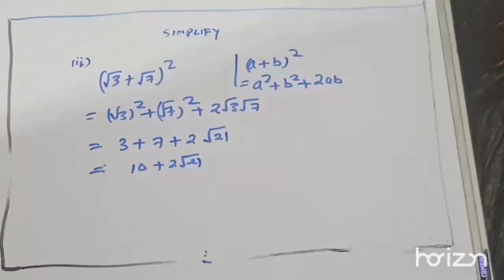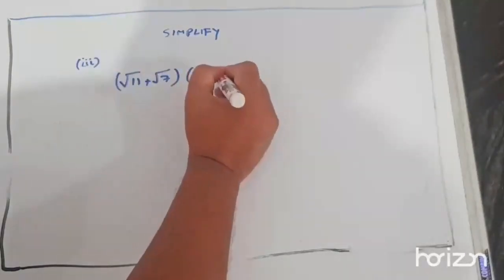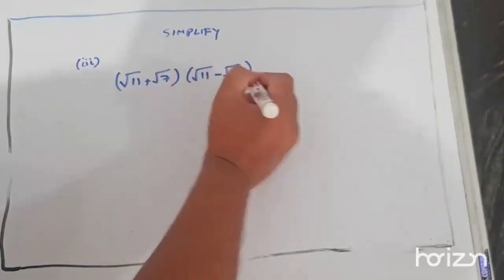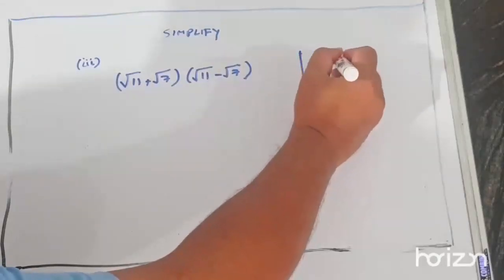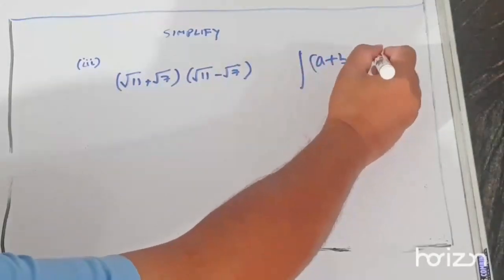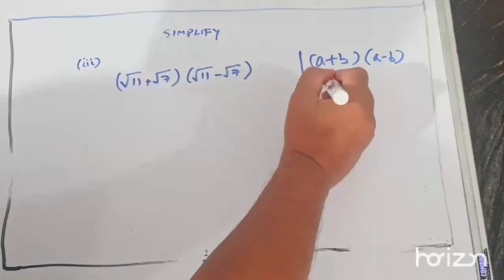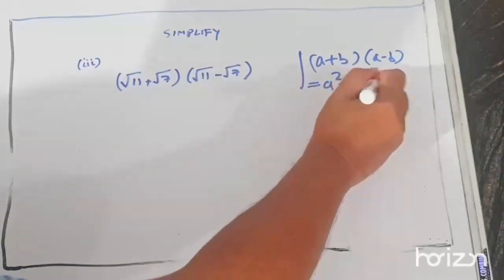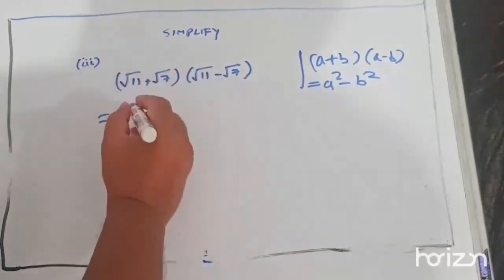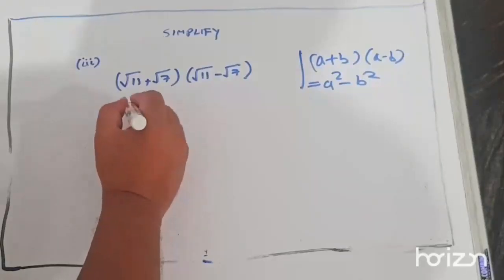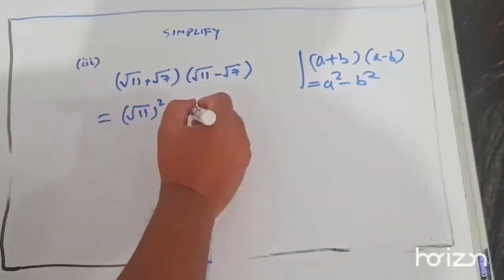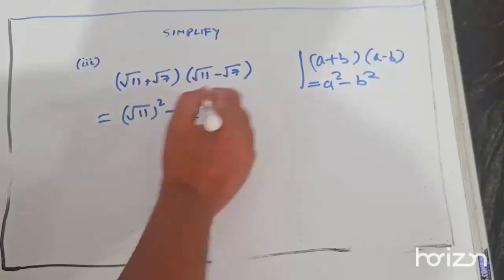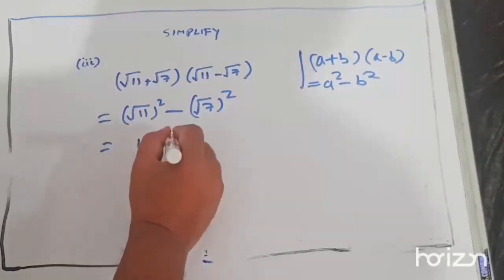Okay, so now root 11 plus root 7 multiplied by root 11 minus root 7. Remember the formulas again, a plus b into a minus b is a squared minus b squared. So in the place of a is root 11, so we put root 11 whole squared, and in the place of b is root 7 whole squared. So root 11 whole squared is nothing but 11, and root 7 whole squared you get 7, 11 minus 7 is 4.